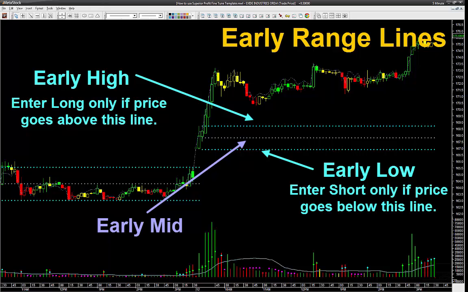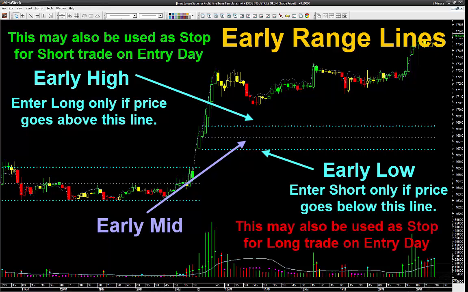For the entry day, we might put stop loss on the other side of early range. For example, for a long trade, we would put the stop at the early low price level.